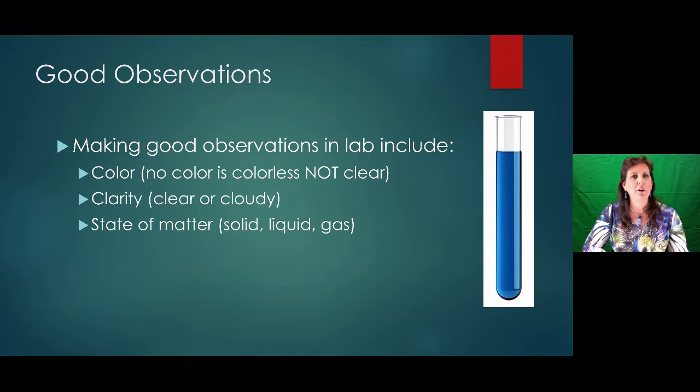This is really for lab, good observations. So for those of you in lab, I just want to make sure you know that a good observation includes the color, and if it looks like water, that's not clear. It's colorless. So the color is colorless for water. If it's a liquid, the second thing is clarity. So that's when we use the word clear. So clear just means you can see through it versus cloudy, you can't see through it.